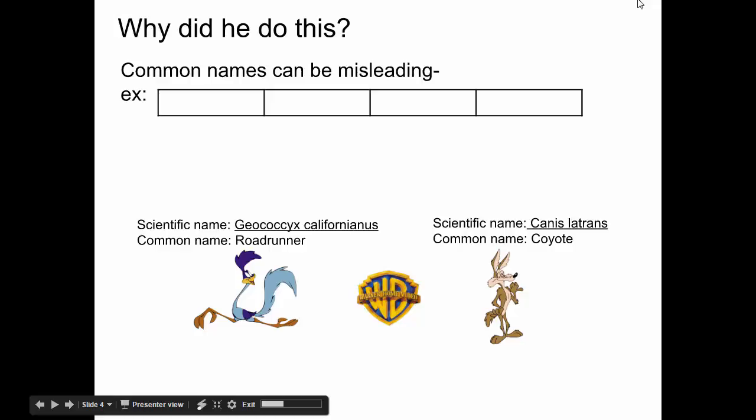So, common names can be misleading. For example, what is that? Jellyfish. Is it a fish? No. Does it taste delicious on toast? No. Probably not. So that's a misleading name, calling that a jellyfish. It is neither made of jelly nor is it a fish.